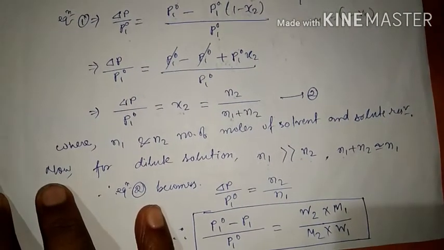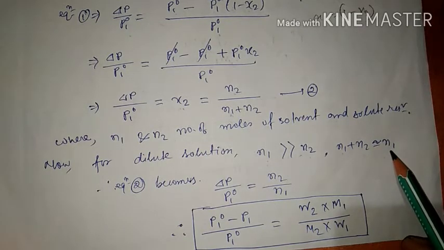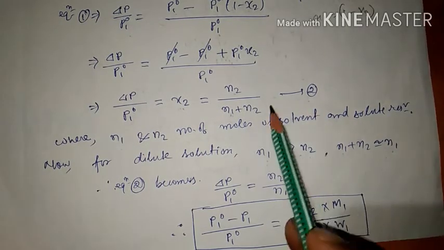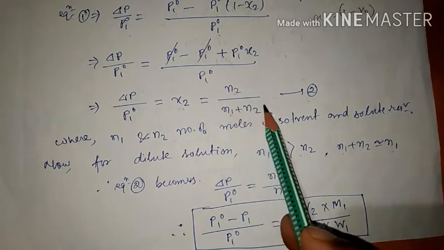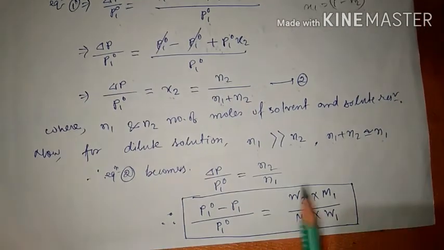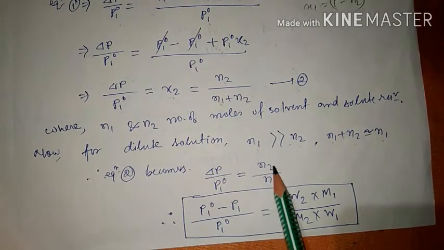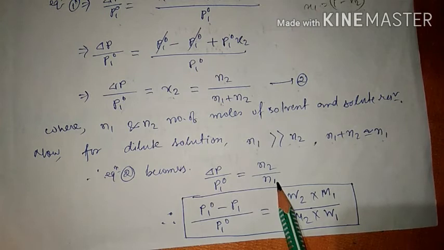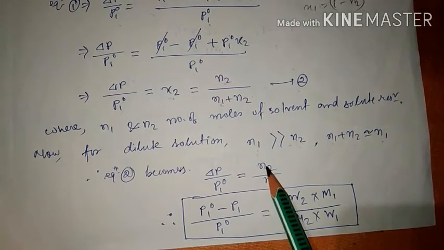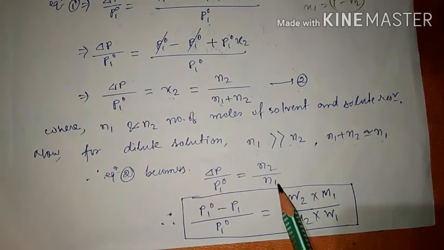If N1 plus N2 becomes N1, then from equation 2 we can write N1 in place of N1 plus N2, so del P by P1 0 equals N2 by N1. Here N1 and N2 are the moles of the solvent and solute.